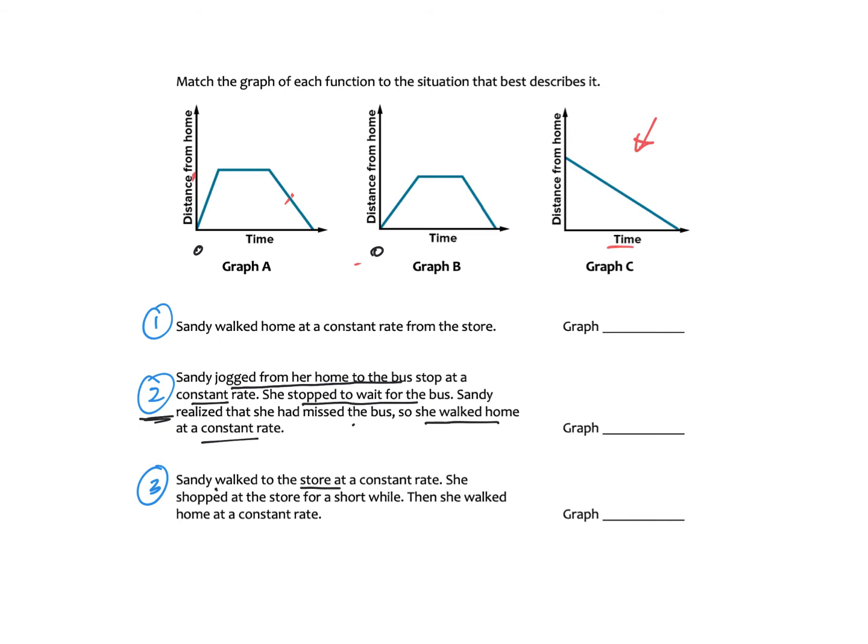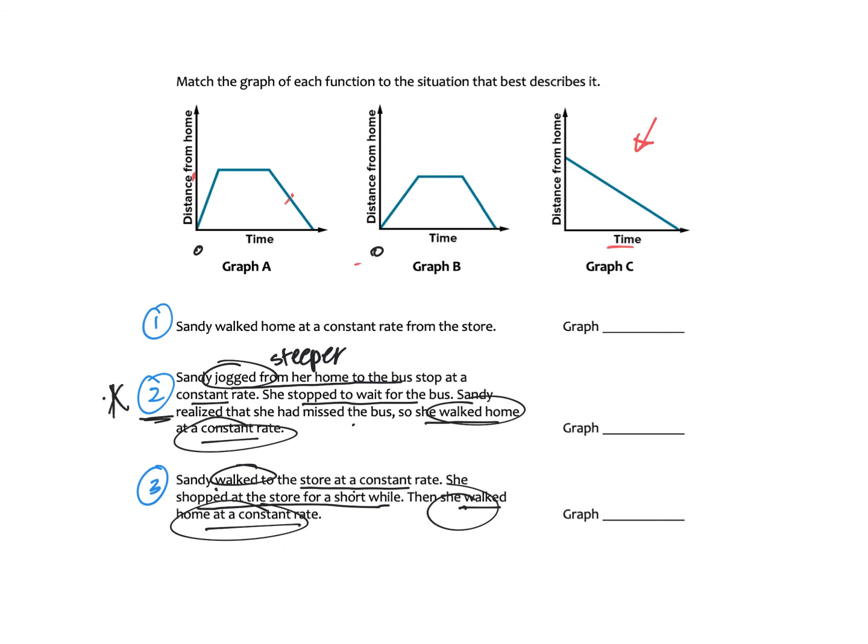Sandy walked to the store at a constant rate. Okay, so she's walking. Now, here's the difference. This first one, she's jogging. This one, she's walking. So jogging, you would be going faster, so this should be a steeper line, I would say. And then it says she shopped at a store for a short while. So there's the break. And then she walked home at a constant rate. Okay, so both of the second parts, she walked home at a constant rate. So the only difference is on this one, she jogged.